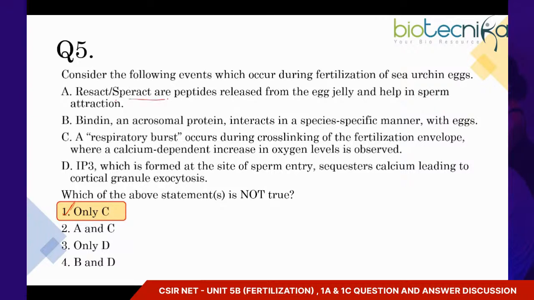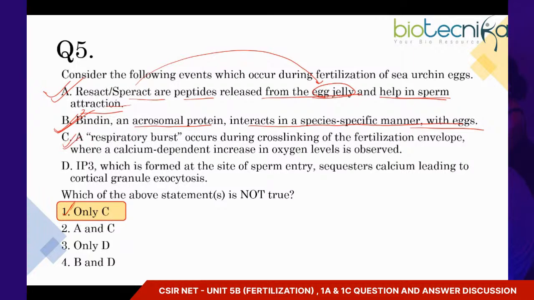Yusra also right. So Resact and Spiract are peptides which are released from the egg jelly and help in sperm attraction. I already told you that the chemoattractants are released from the egg jelly layer, right? And they will help in attracting the sperm towards them. This is correct. Bindin is an acrosomal protein. That's right, because the acrosome is present on the sperm and bindin is present on the sperm. Correct? It interacts in a species specific manner with eggs. I told you for this also that the bindin will be present on the sperm and it will interact in such a way that only the sea urchin sperm will be able to fertilize the sea urchin eggs. Okay, so it is interacting in a species specific manner with eggs.